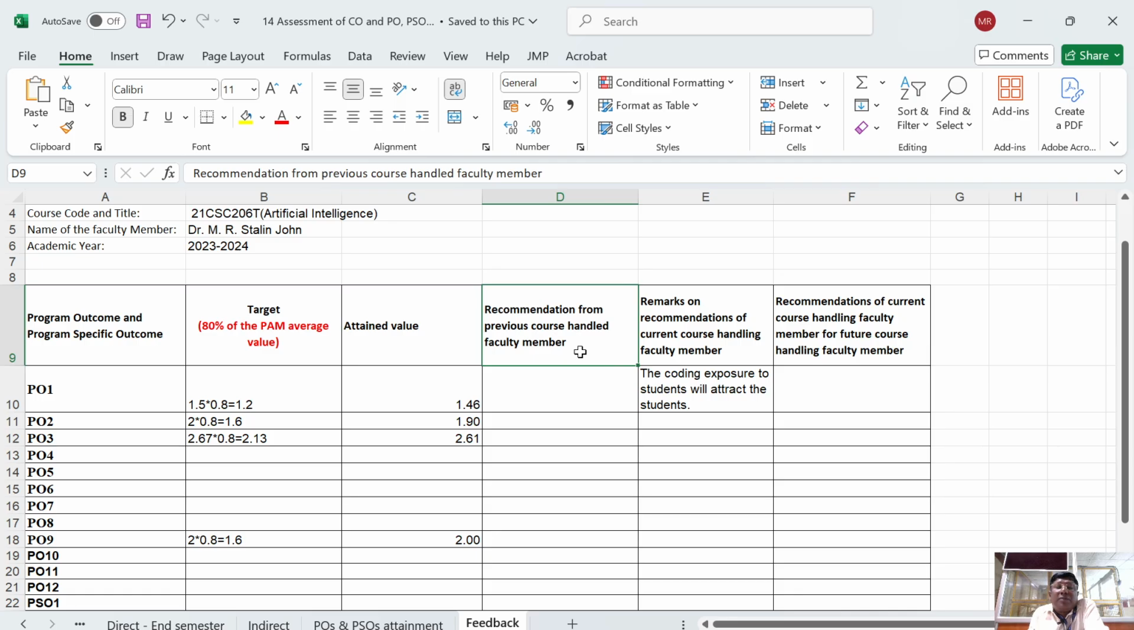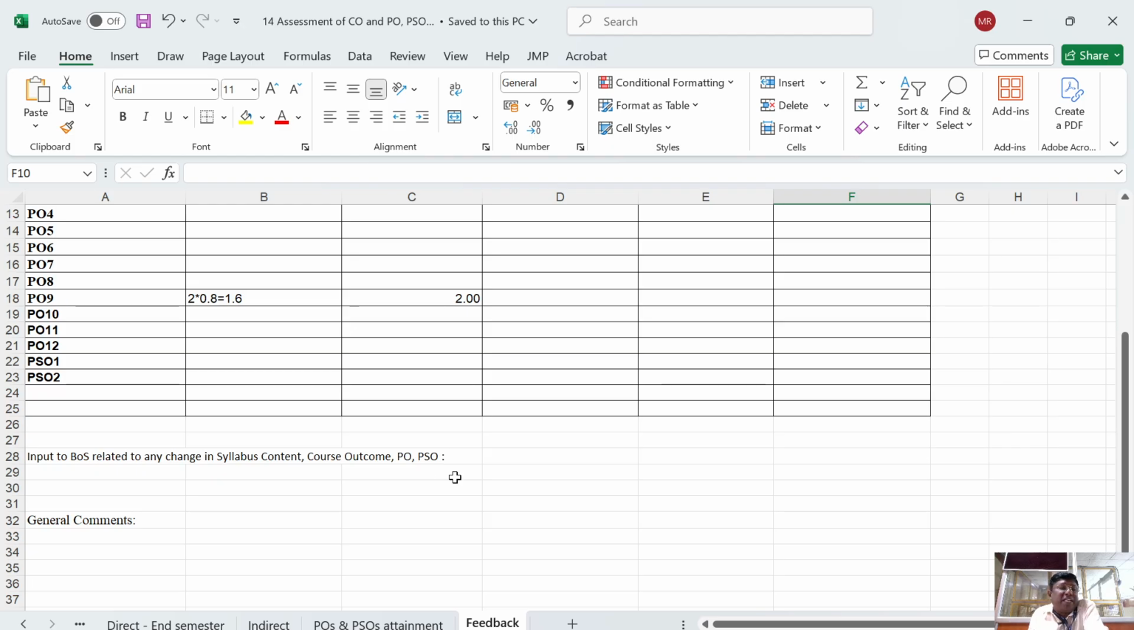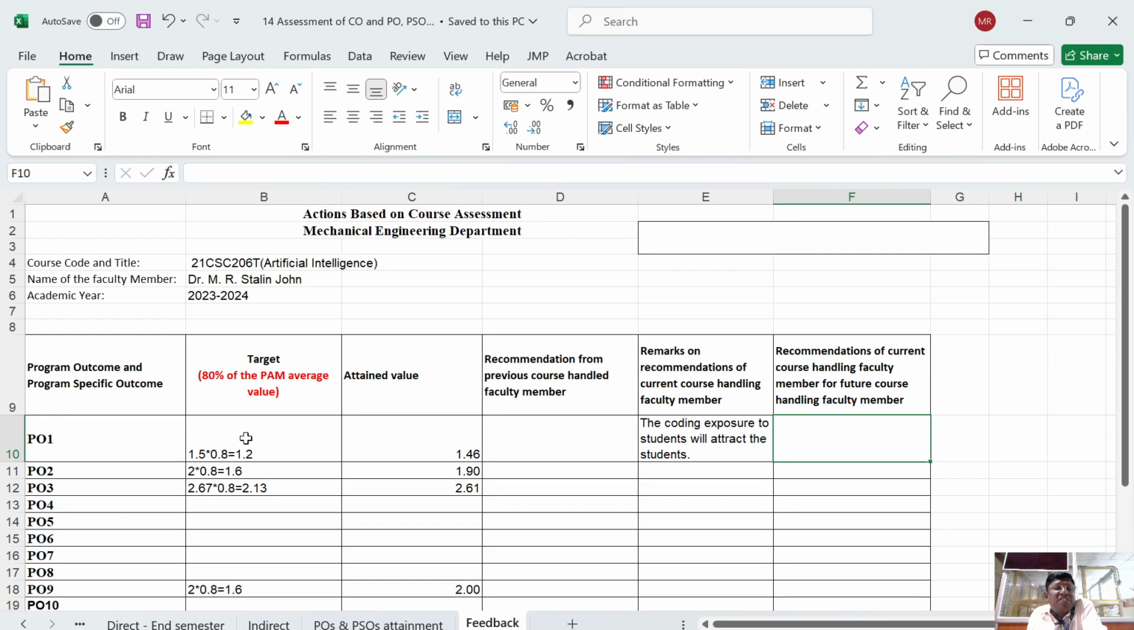So this procedure has to be continued for all the years. Before handling the class, whatever recommendations were given by the previous faculty have to be recorded here. It should be converted here, and your recommendation for the future faculty should be given here. And whatever input to the BOS and other syllabus, we have to give it here. Whatever this value is, we are recording it in the first sheet as a summary sheet.